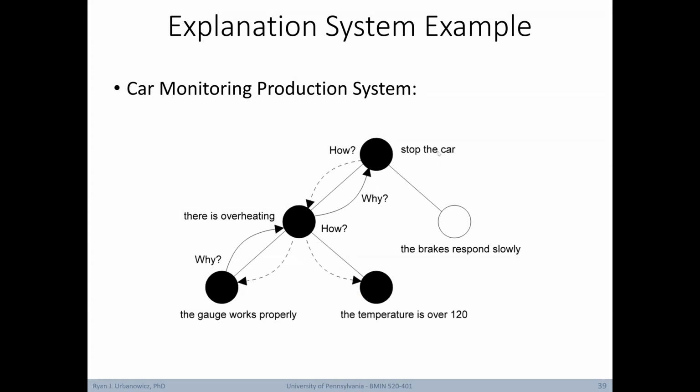A user might ask, why did we come to the decision to stop the car? It can answer the question why by going back to this fact, there is overheating. The question how asks, how did we come to this conclusion, stop the car? Again, we can go back to the previous part of the chain and identify that the how comes from the fact that there is overheating. We can follow this chain of questions all the way down to the initial facts that form the basis of the chain, allowing users to get a very rich set of explanations for how a decision might have been made.